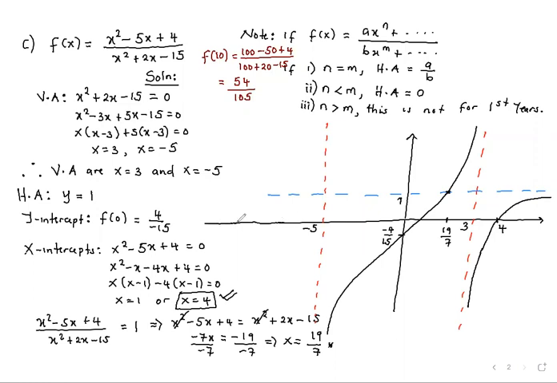which is acceptable. Then we pick a number less than negative 5, say negative 10. So we have 100 plus 50 plus 4 over 100 minus 20 minus 15. So here we get 154 over 80, 70, 65 over 65. This number is bigger than 1. So the curve is going to be up here. Yeah, like this.